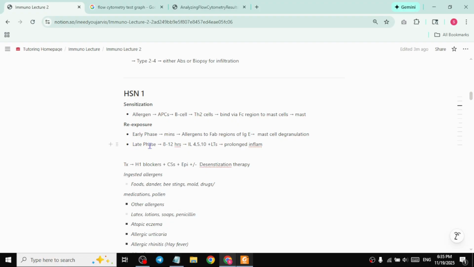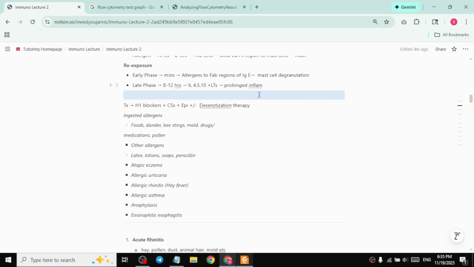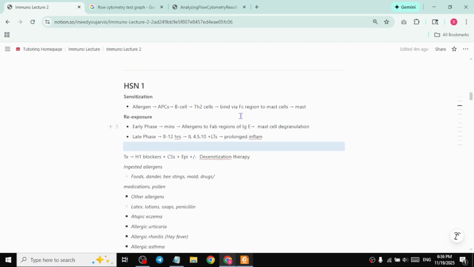Then comes the late phase, usually 8 to 12 hours later, because what is happening here is now you're allowing the immune system to generate more molecules. For example, IL-4, 5, 10, all of that. Even leukotrienes are going to be involved now, right, from the prostaglandin pathway. All of that will cause prolonged inflammation, breathing problems, right, bronchoconstriction and bronchospasm and all of that, right? So, understand the difference between these different phases and the cells that are involved here, okay?